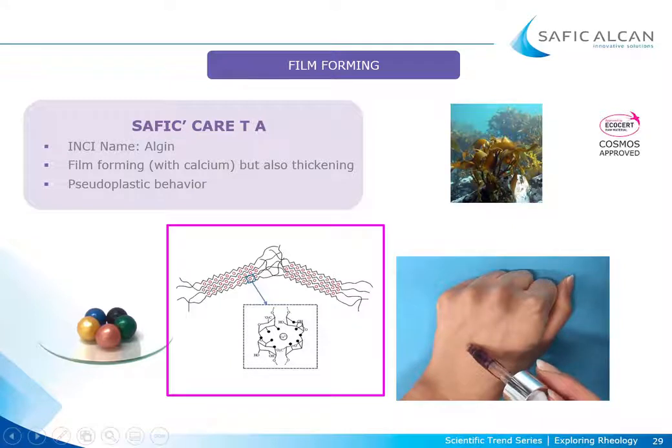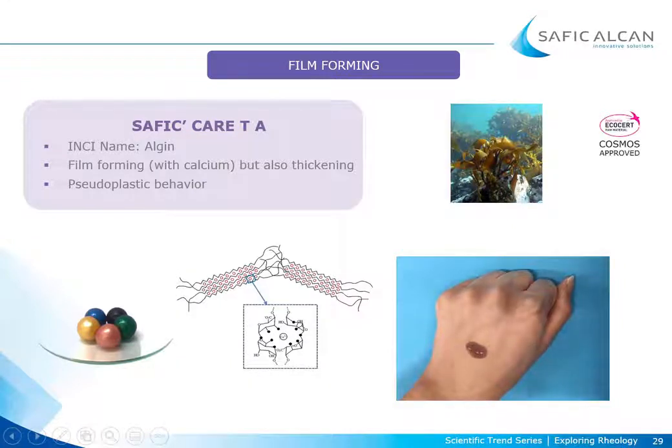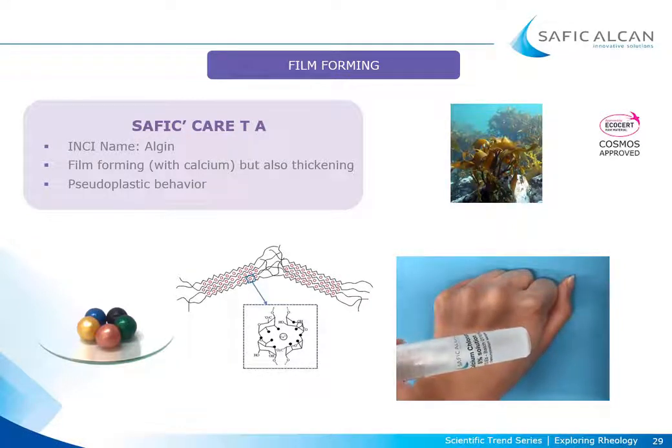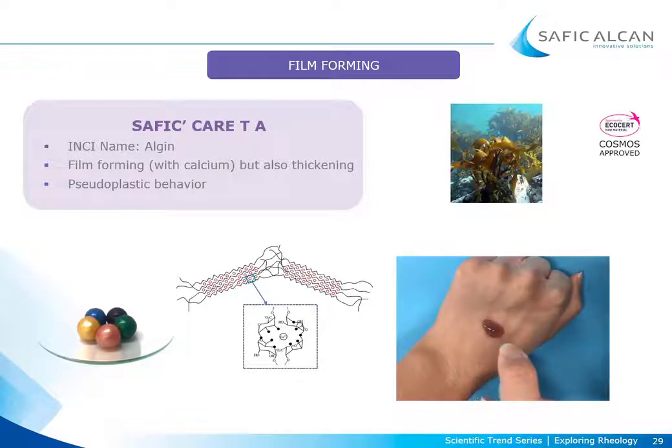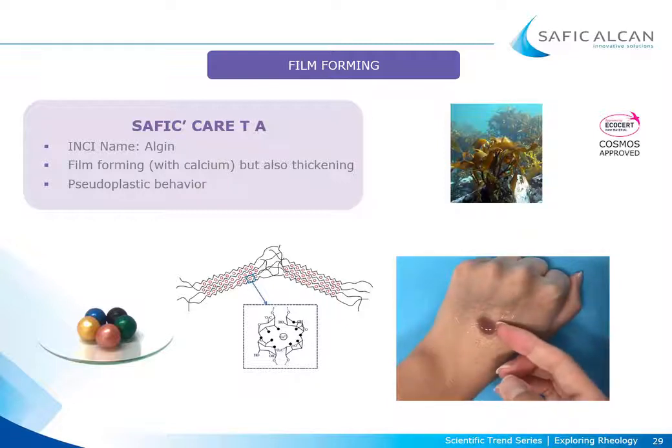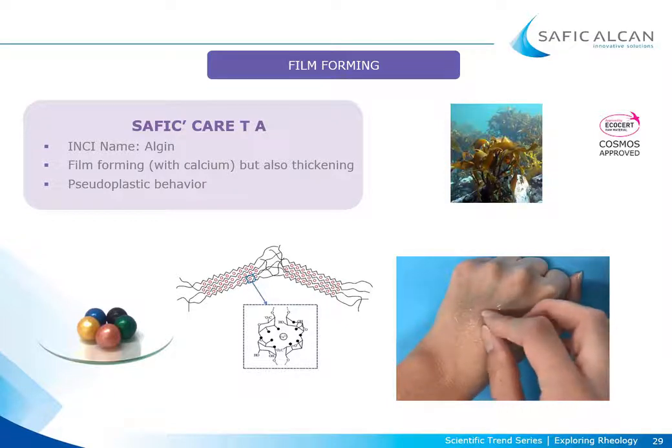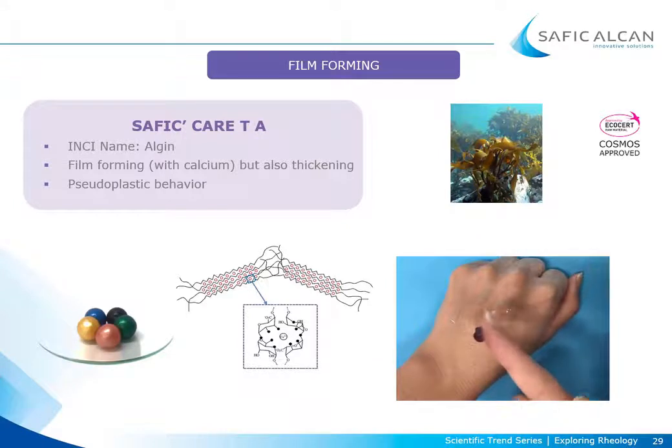In the video, you can see that we are applying an alginate solution on skin. Then we will spray some calcium chloride on it. And you can see that we can immediately form a film. This is the principle used by peel-off masks.